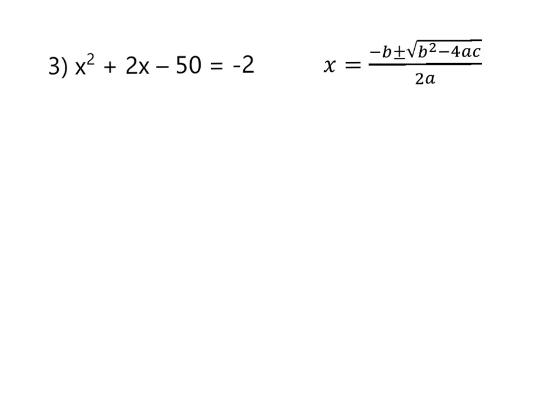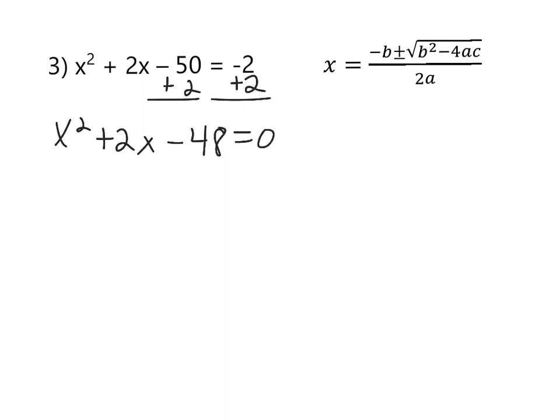All right, take a look at number 3. I'm hoping that the first thing that you notice is that it's not set equal to 0. So I'm going to get rid of that negative 2. Because it's negative 2, the opposite of that would be to add 2 to both sides. And I get x squared plus 2x minus 50 plus 2, which is negative 48, equals 0.